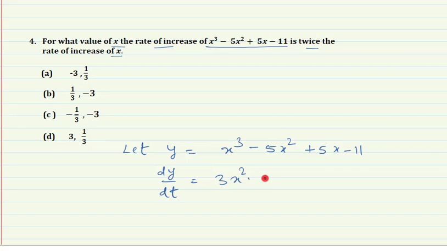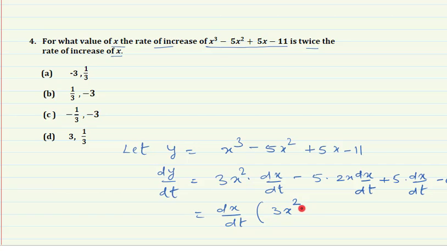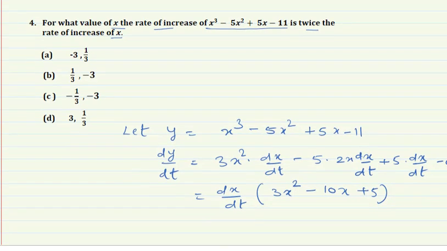so it is 3x square into dx upon dt minus 5 into 2x into dx upon dt plus 5 into dx upon dt minus 0. So we can take dx upon dt common from here and are left with 3x square minus 10x plus 5. Now as per the given condition, the rate of increase of this function is twice the rate of increase of x. So what does it mean? Rate of increase of y, because we have considered this as y, is twice that of x.